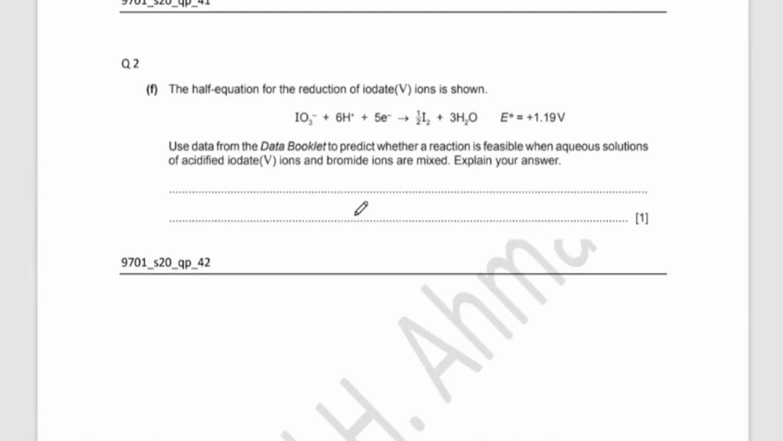Okay, this one. So, try doing this one. It's saying use data from the data booklet to predict whether a reaction is feasible when aqueous solutions of iodate(V) ions and bromide ions are mixed. Can you go and find an equation for bromide? I mean, there's only one equation. What is that?